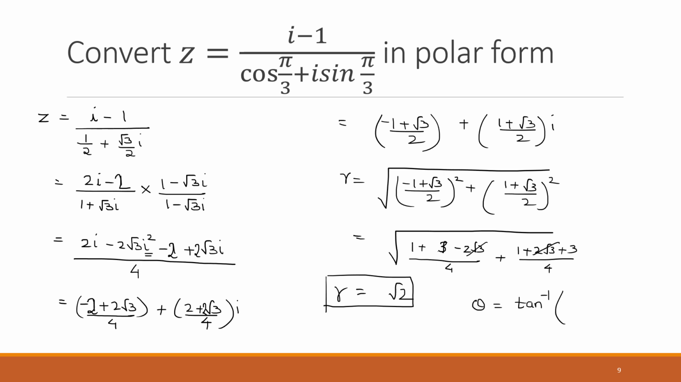Keep θ as it is, tan inverse. This will be (1 + √3) upon (√3 − 1). I don't know what is the value of this, so I'll keep θ as it is: tan⁻¹((1 + √3)/(√3 − 1)). So the polar form will come r cos θ + i sin θ, where θ is this. No need to write the big θ over there. You can simply write this: z is equal to r cos θ + i sin θ. I hope I have not done any silly mistake over here. Okay. Thank you everyone.